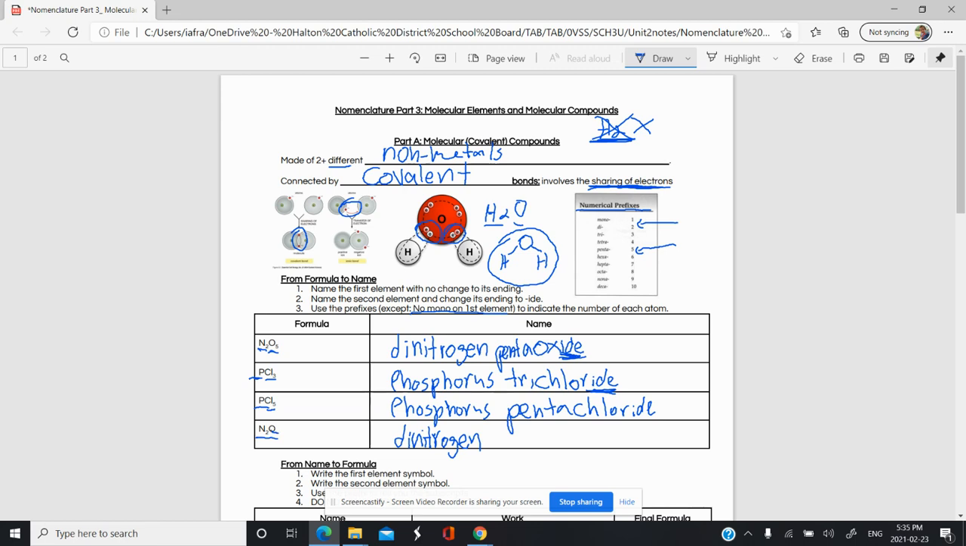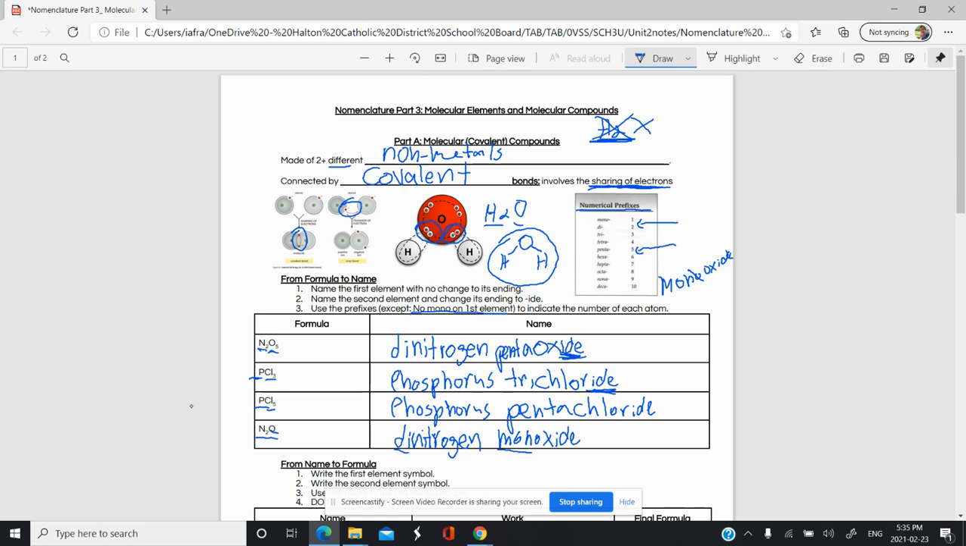So I want to be clear here. If we're writing monoxide, we're not going to put monooxide because it's kind of weird when you have these repeating vowels like that. So we just cross one of the O's out. So it's dinitrogen monoxide. That means we have 2 nitrogens and 1 oxygen.